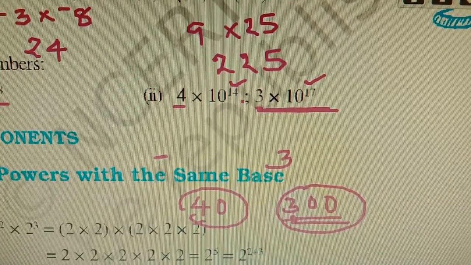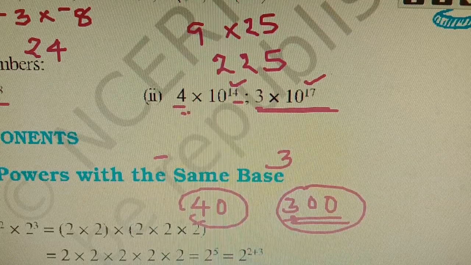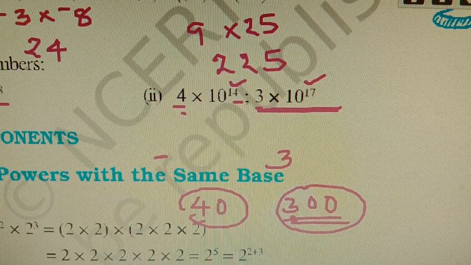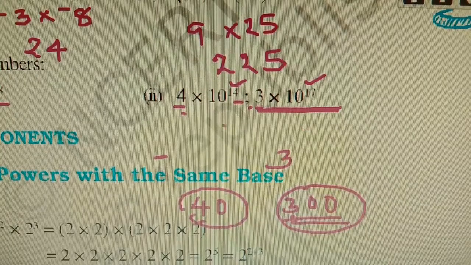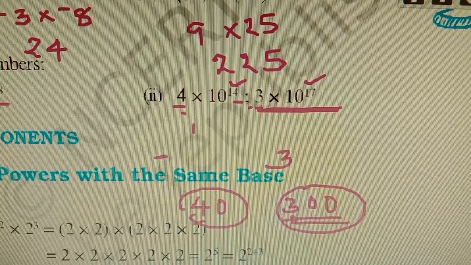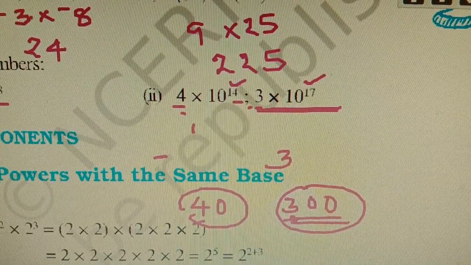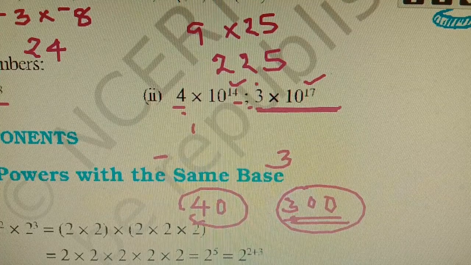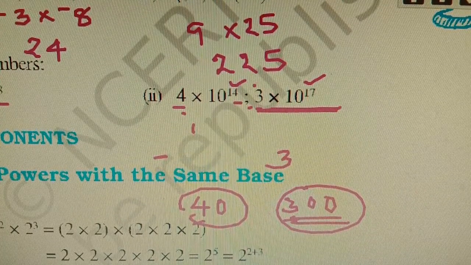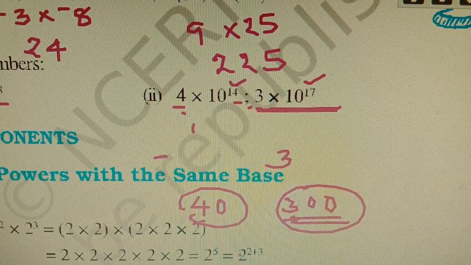Now it is a 2-digit number, but here it is a 3-digit number. Anyway, the 3-digit number is greater. Here also the same way, 4 into 10 to the power of 14 is a 15-digit number. But here 17 and that 3, that is an 18-digit number. 15-digit number or 18-digit number, which is greater? Anyway, the 18-digit number is greater. So the second value is greater in that case.